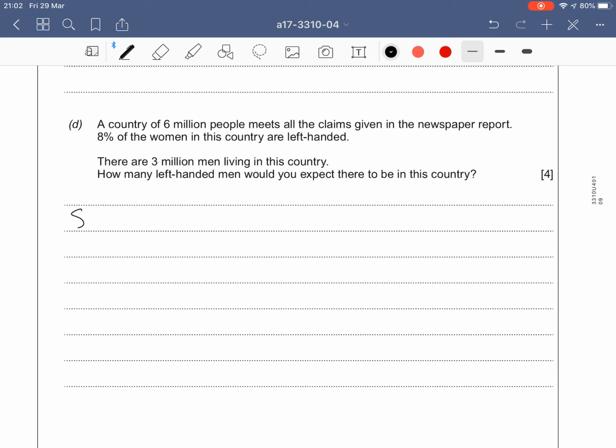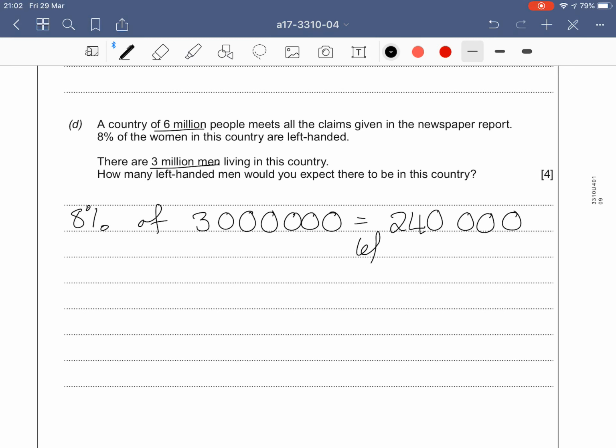So we want 8% of the women being left-handed. We were told 3 million men, 6 million people, so that means 3 million people are women. A million has 6 zeros, so we want 8% of 3 million, and that gives us 240,000. So that is the left-handed women, and we know twice as many men are left-handed as women, so if we times that by 2, we get 480,000 men are left-handed.